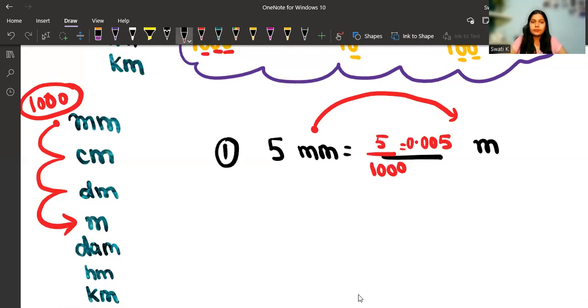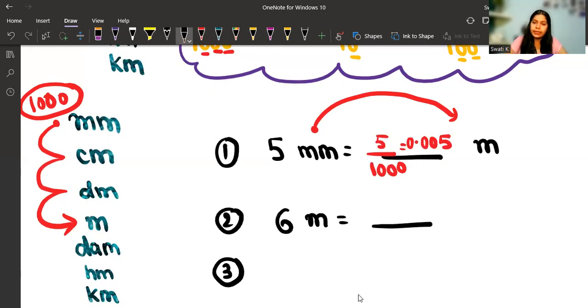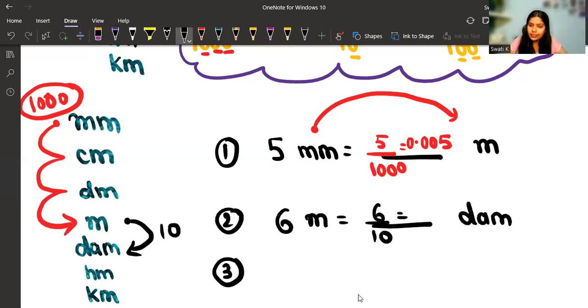Let's take two more questions. 6 meter equals how many decameter? It's very simple, 6 meter. First of all, you are at meter, you are going to decameter, just one step. That means 1, 0, that means 10. Of course, you are going down, so it is 6 by 10. What is 6 by 10? 0.6, right?